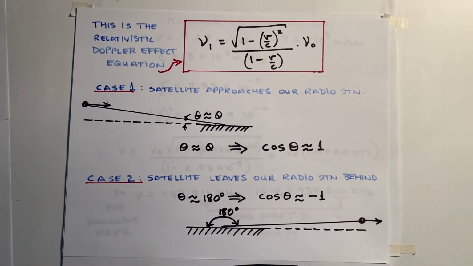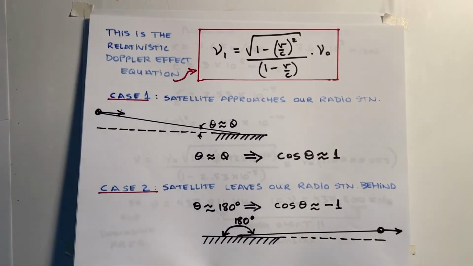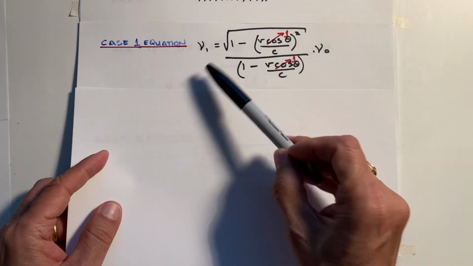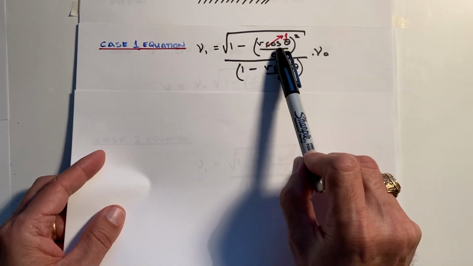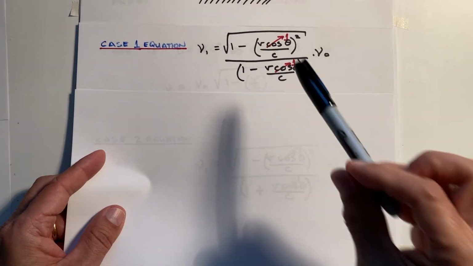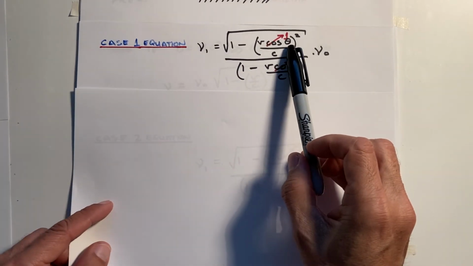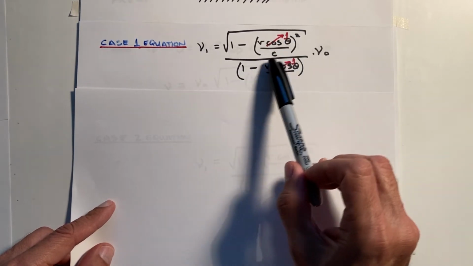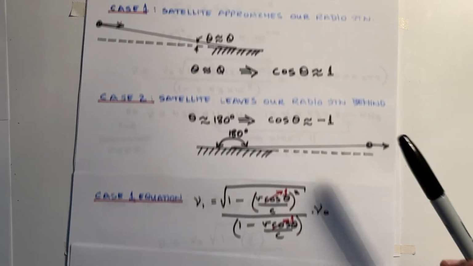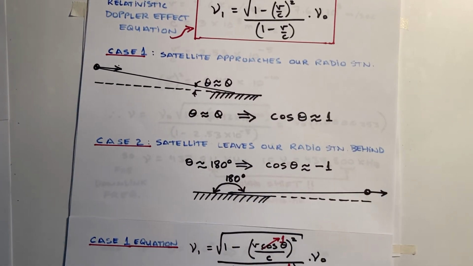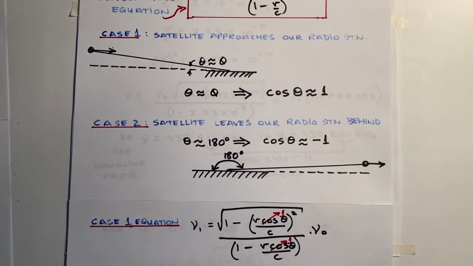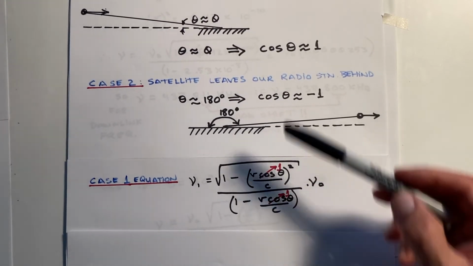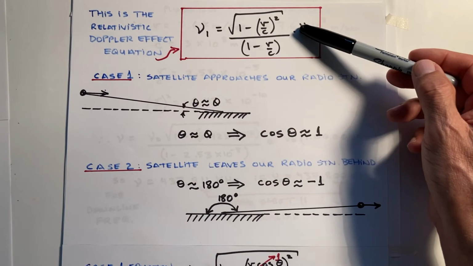And so let's go ahead and consider case 1, satellite approaches our station, and we can then write the following. In this case, our equation becomes 1 minus, and all we've done here is just substituted v cosine theta for v in the equation above, and that becomes 1. So it actually looks a lot like our equation here because cosine theta goes to 1. So the equation that we derive for the approaching of the satellite is pretty much the same equation over here.